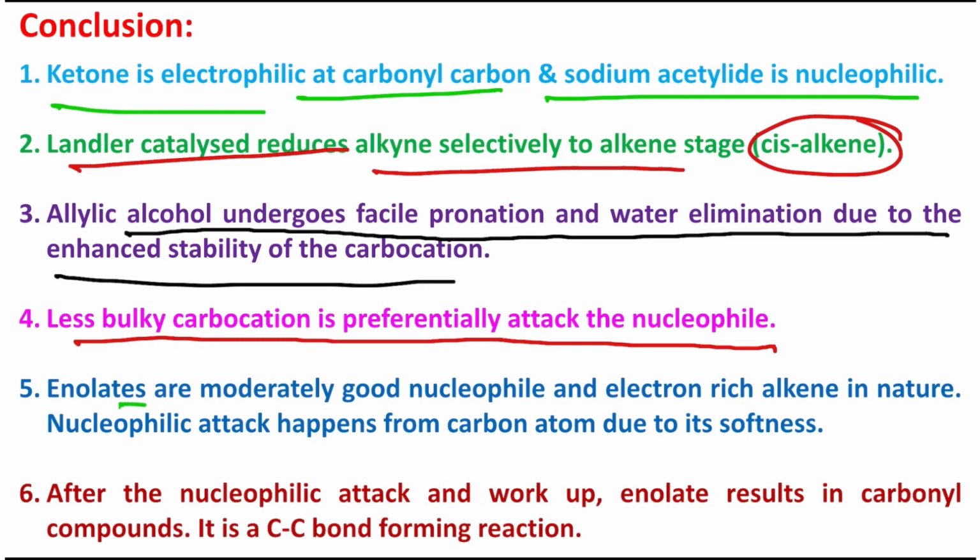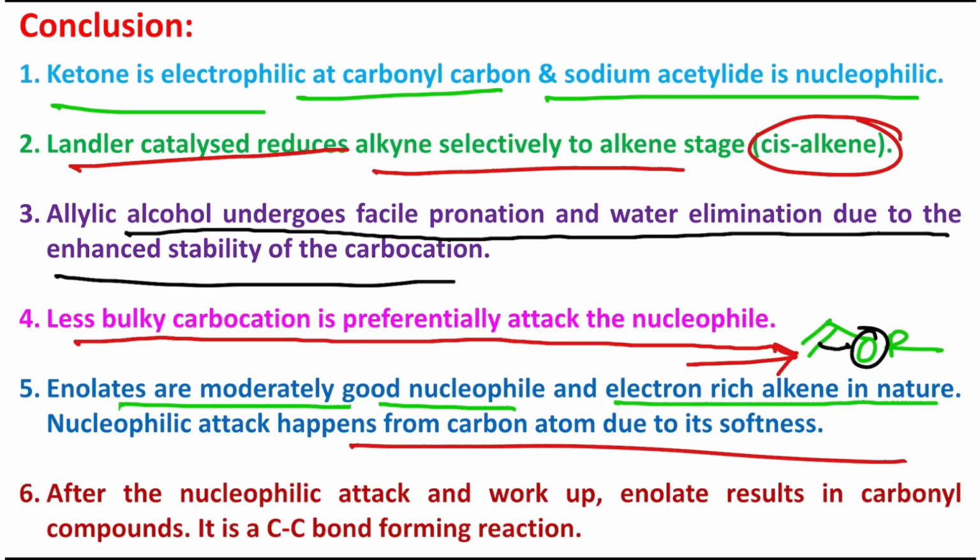And remember, these enolates are moderately good nucleophiles, moderately good, not very good, and they are electron-rich alkenes, because the double bond is directly in conjugation with the oxygen. Fine. And here nucleophilic attack happens from this carbon side because it's softer in nature. Finally, after the nucleophilic attack and workup, the enolate results in a carbonyl compound, and as a consequence of this reaction, carbon-carbon bond formation occurs.